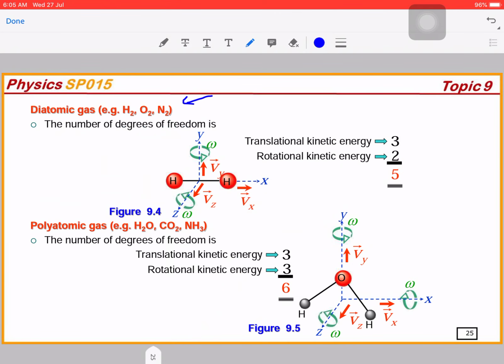Next, polyatomic gas. Examples are H2O, CO2 and NH3. The number of degrees of freedom is 6, where 3 come from translational kinetic energy, of course vx, vy, vz, and another 3 come from rotational kinetic energy. It will rotate in the x direction, y direction, and also z direction. So the number of degrees of freedom for polyatomic gas is 6.